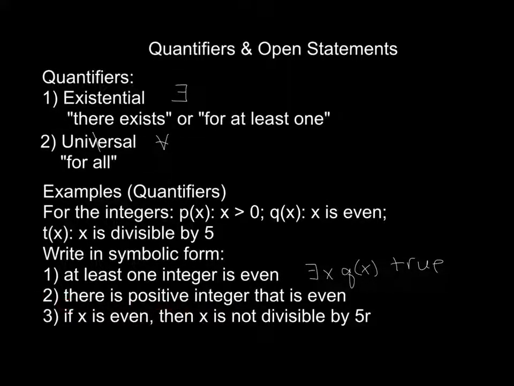Again, because we're talking about the existence of an integer, we're using the existential. There exists x such that it's positive and it is even. And this statement is also true. Then the last statement, if x is even, then x is not divisible by 5.